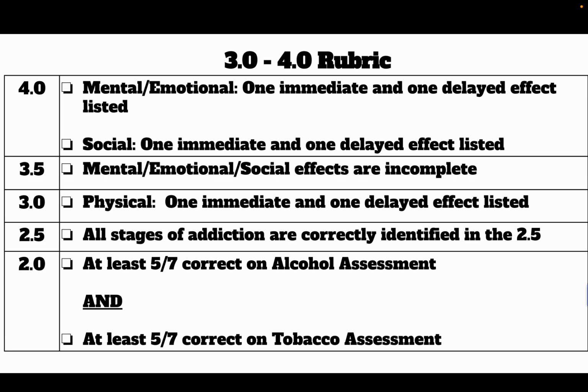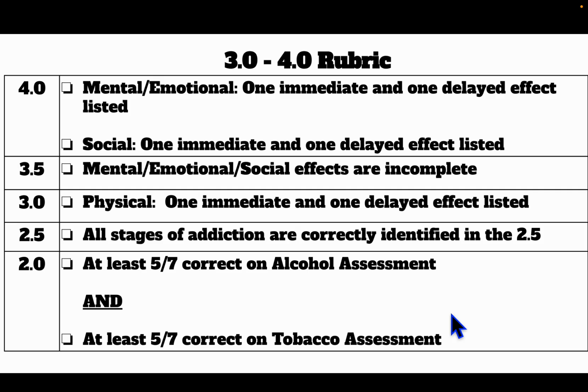All right. We are going to get directions for a test. So for the 2.0, there are two different parts. There's the first one, which is on alcohol, and then the next one's on tobacco. To pass, you need to get at least 5 out of 7 correct on both of those.